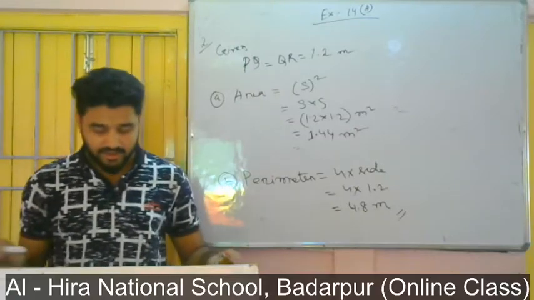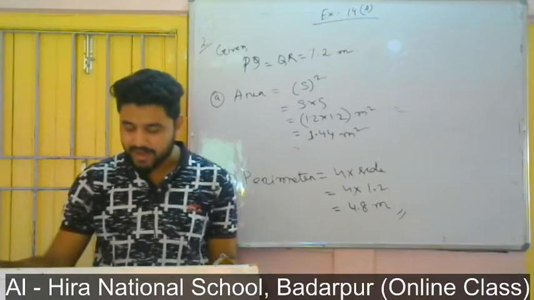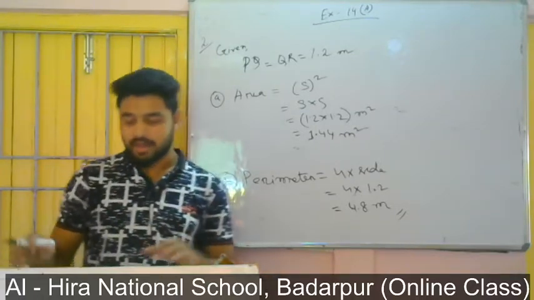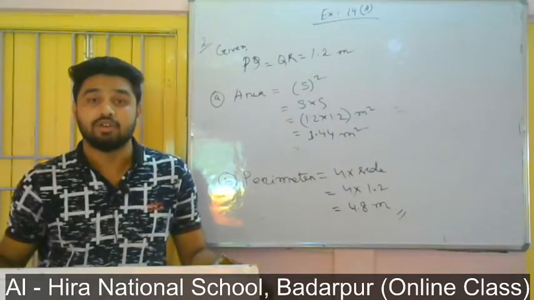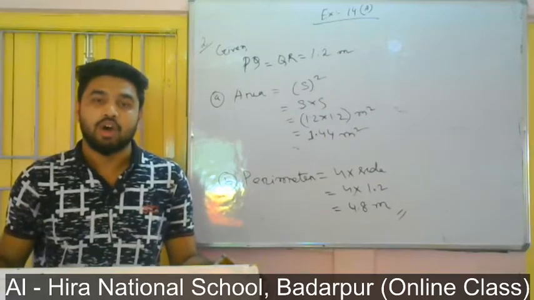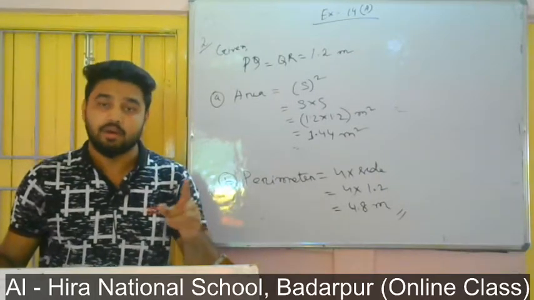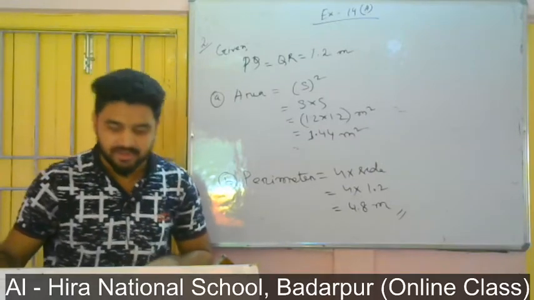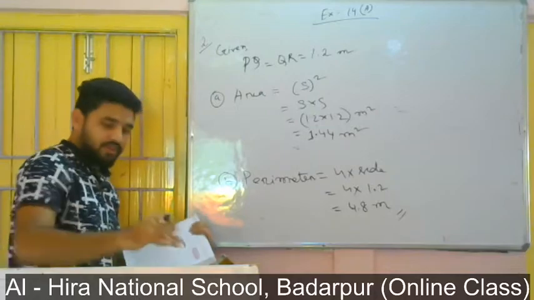Now come to question number 3. Find the perimeter of the following square. Again you have to find the perimeter. Area is given, we have to find the perimeter. To find the perimeter we need the side. So from the given area we first have to calculate the side. After finding the side, with the help of the side we will find the perimeter. So write how to find. Come to question number 3.